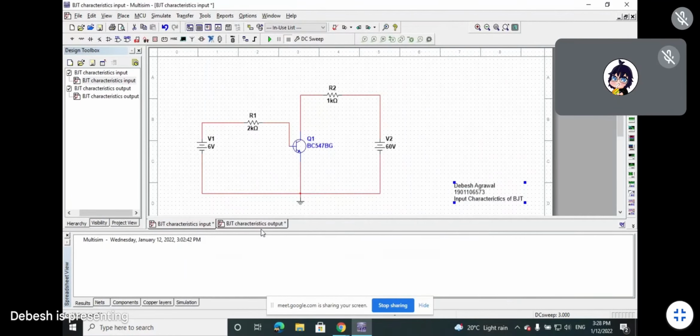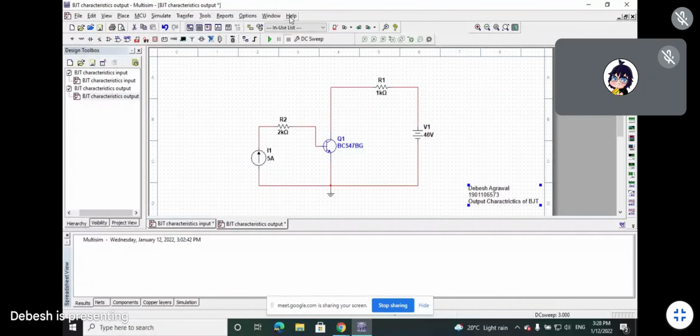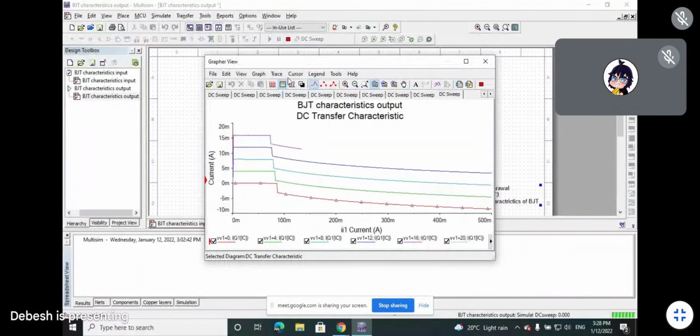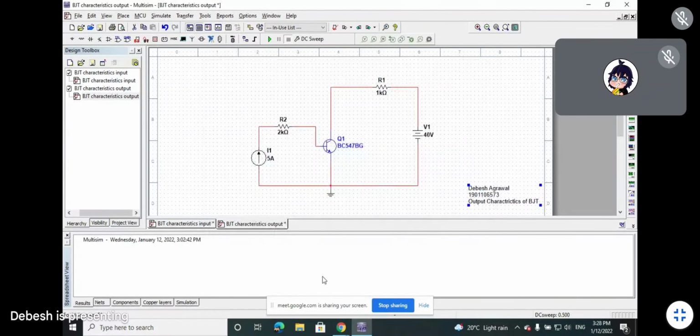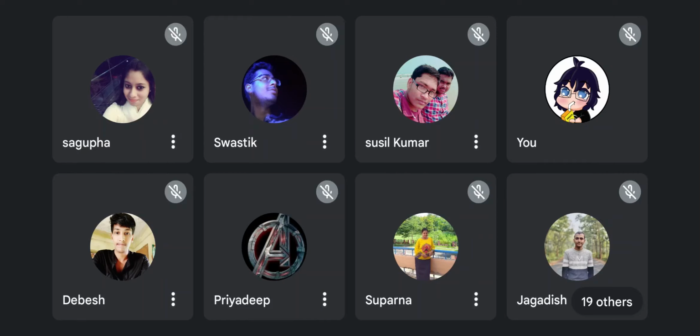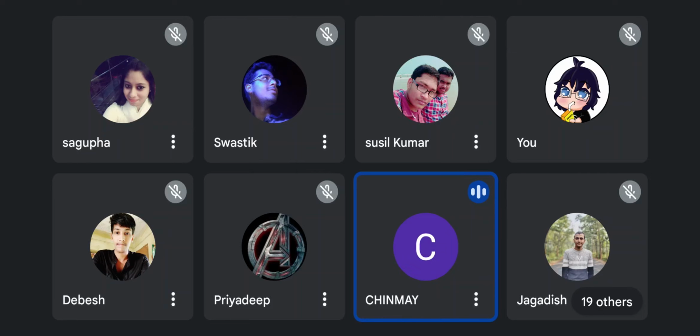And go for output characteristics. Ma'am, I have plotted the output characteristic graph also. Okay, Priyadeep, wait. You have done it. Okay, fine, Devesh. Export it. Yes, ma'am, I am downloading Excel. Ma'am, there seems to be some problem. I'm not getting the proper graph. Chinmay, okay, wait for a while. Wait for 1 minute. I'll get back to you, okay?